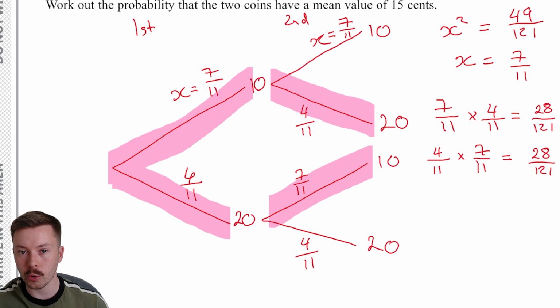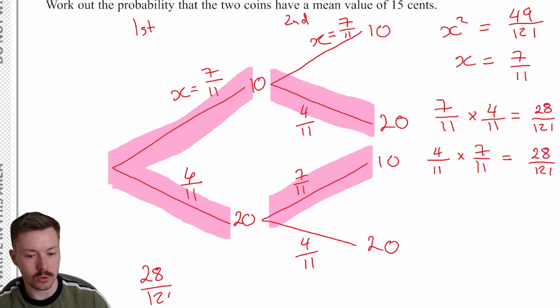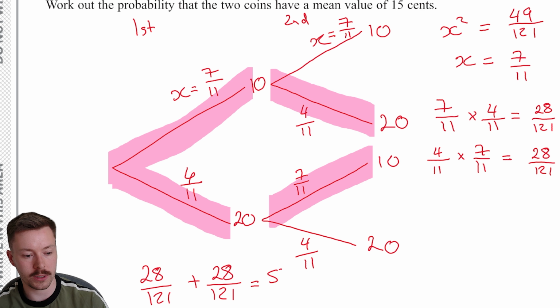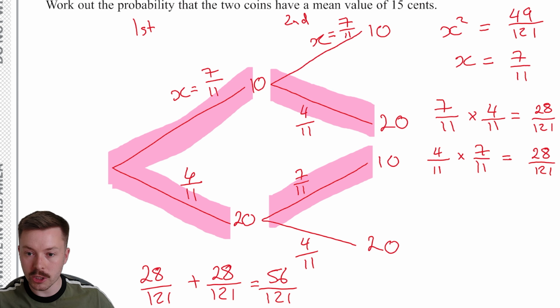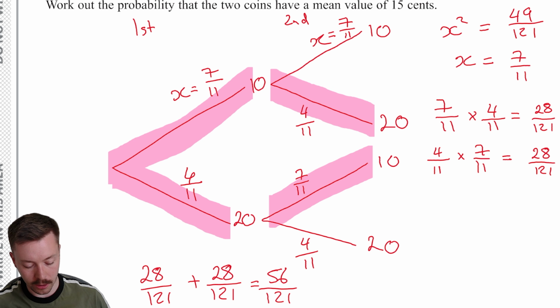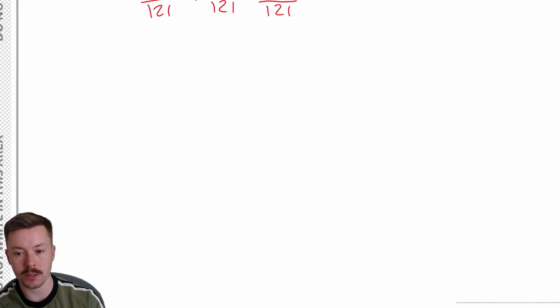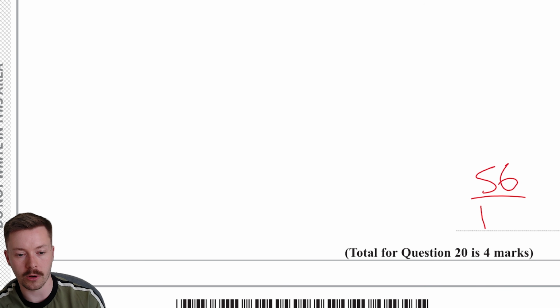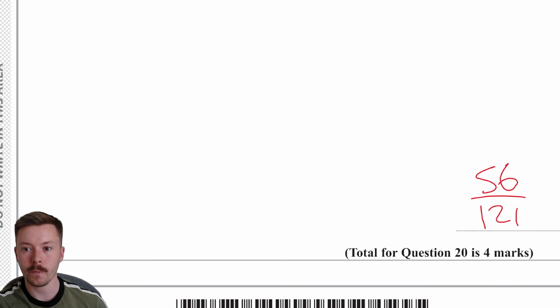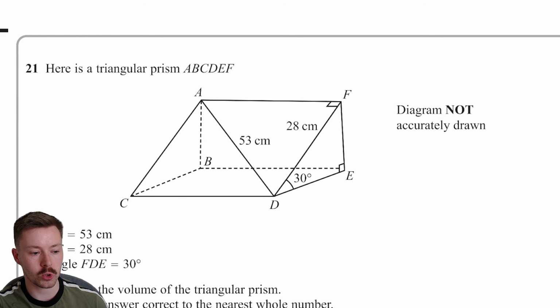Just remember, when you go along your branches, you need to multiply to get your probabilities. Now, because we could have either of those options, we are going to add the two answers together. So we're going to have 28 over 121, add 28 over 121 equals 56 over 121, which I don't believe we can simplify, but let's just double check on the calculator. No, we can't. So that is our answer, 56 over 121. Super. Next question, question 21.